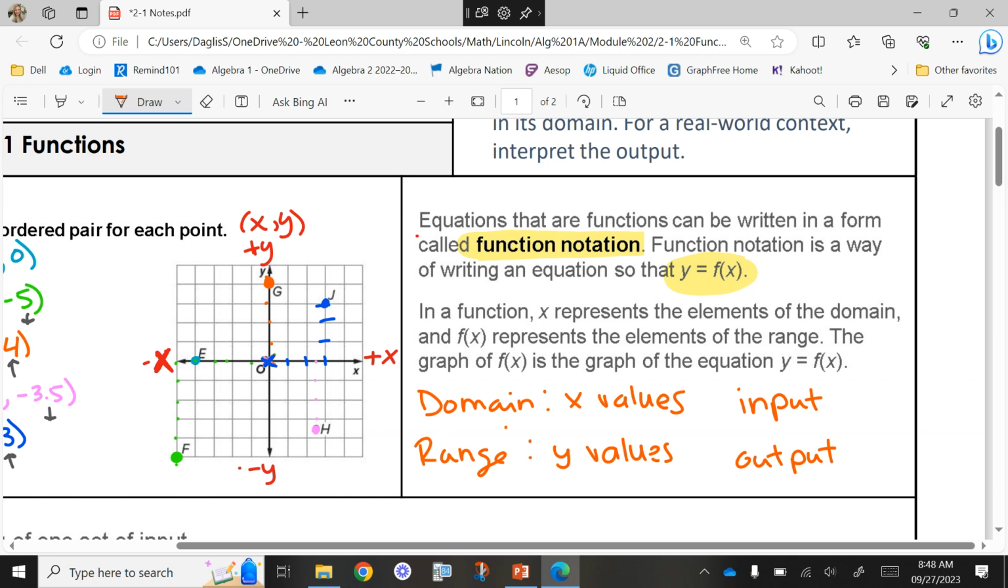So f of x shows we plug in x into my function because x is in parentheses. That's what we're going to plug in. Later that x might change into a number. So we're going to change all of my x's to what that number is. So that's why it's just written in that way.